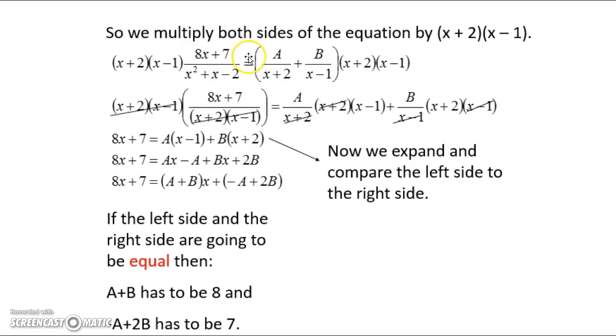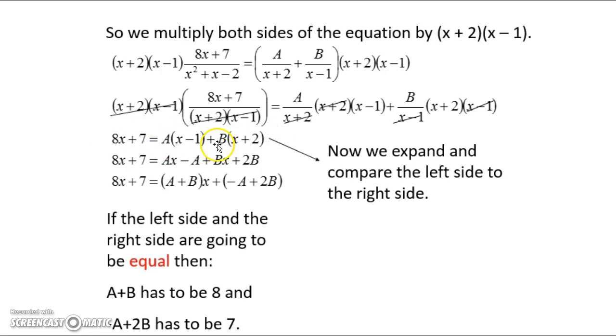So I have an equation here. I'm going to take this denominator in its factored form and multiply by the numerator so that all I'm left with, because this cancels with this, all I'm left with on the left-hand side is 8x plus 7. When I multiply on the right-hand side, I'm going to wind up with A times x minus 1 plus B times x plus 2, because x plus 2 will cancel in this first term and x minus 1 will cancel in this second term. So now I have an equation.